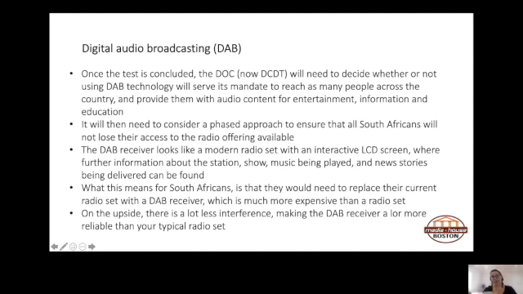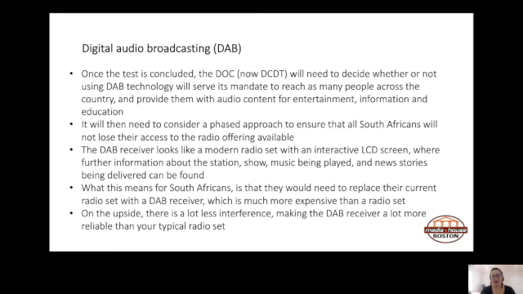For instance, firstly, what is the station? What is the show that's on air currently? What is the song being played? And news stories being delivered that can be found. What this means for us as South Africans is that they would need to replace their current radio sets with a DAB receiver, which is much more expensive than a radio set, unfortunately. On the upside, though, there's a lot less interference, making a DAB receiver a lot more reliable than your typical radio set.